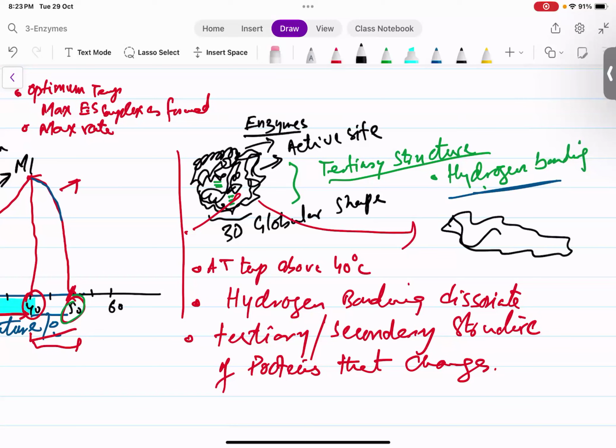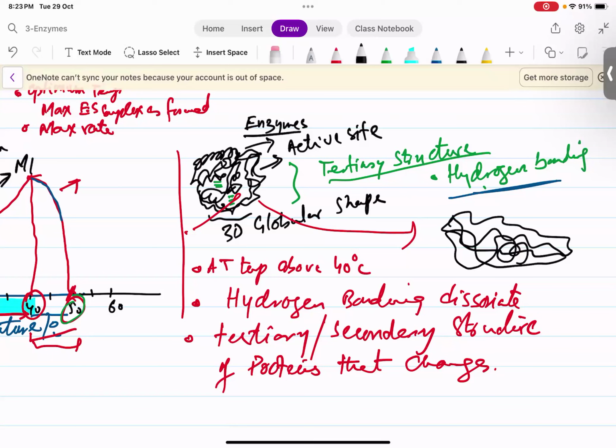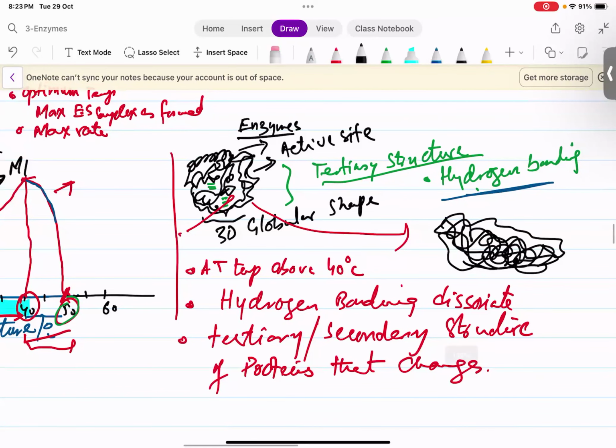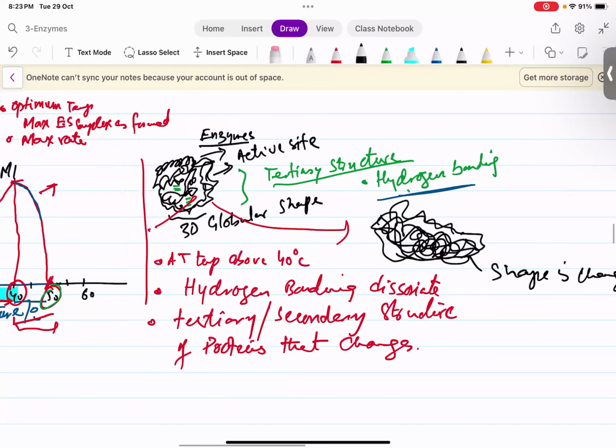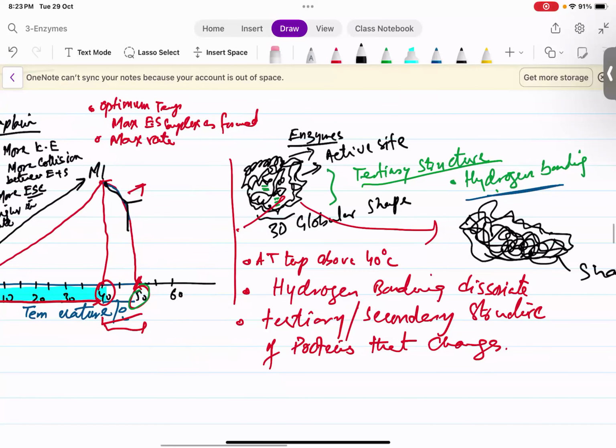So you see, this shape has been changed. Initially, there will be less change in this shape, and still substrate molecules can slowly bind into it, and the rate would slow down here. So that is, substrate takes more time to bind into the active site.